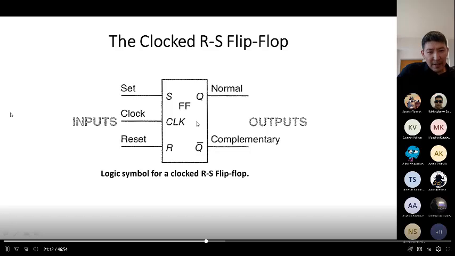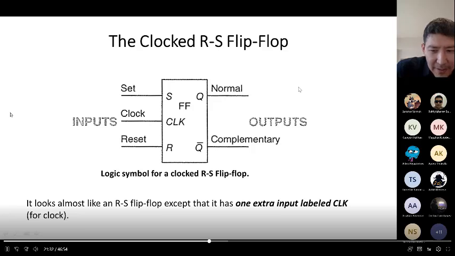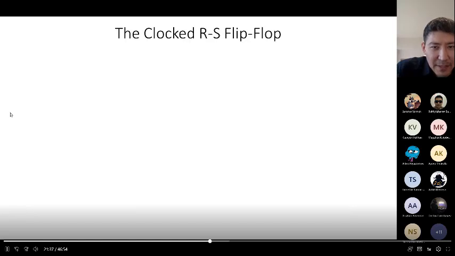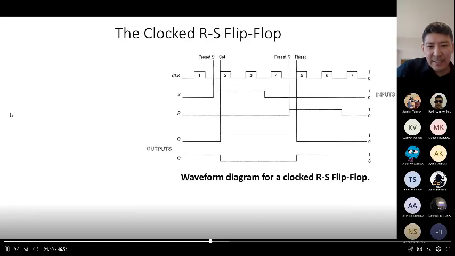If you recall, in the set we had bubbles, right? In the reset we also had bubbles, right? Here there are no bubbles. It means that you activate by high, not low. So that's also a difference. It's almost the same, but has an extra input labeled CLK. Okay, so let's consider the waveform for the clocked RC flip-flop and consider in more detail how it works.